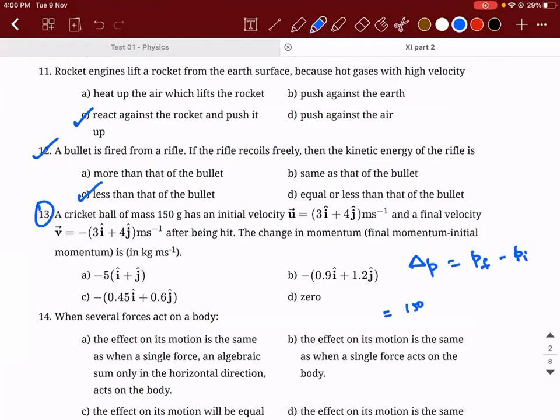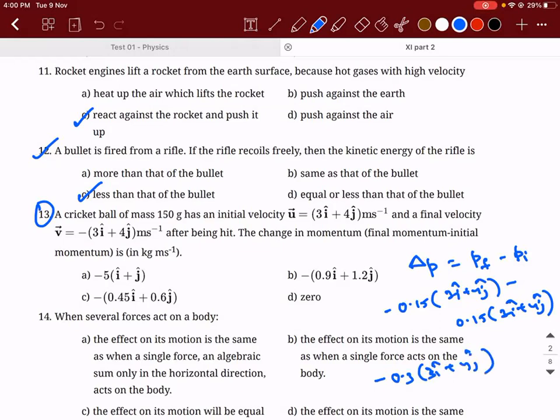150 grams is how much? 0.15 kilogram. 0.15 multiplied with minus 3 I cap plus 4 j cap, minus of the same 0.15 multiplied with 3 I cap plus 4 j cap. What will be the answer? So minus of 2 times of this value, that will be 0.3 into 3 I cap plus 4 j cap. So this will get multiplied inside. So 0.9 times I cap plus 1.2 times j cap with a negative sign. Answer is B. That's it.